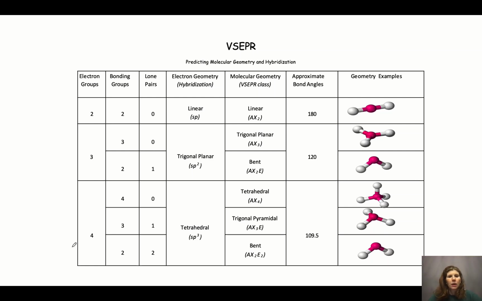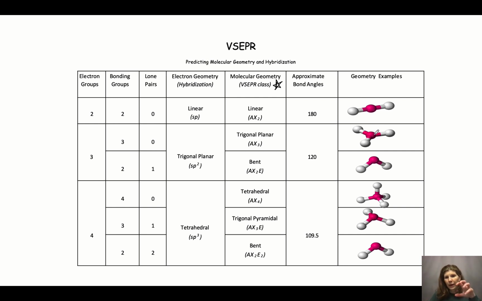Here is another chart that maybe you find a little bit more helpful. Once again, we look at how many things are attached to the central atom. We can have 2 things attached, 3, or 4. We have either bonding groups, which are atoms attached to the central atom, or lone pairs. What you're really interested in is the molecular geometry, and we see once again those same shapes: linear, trigonal planar.